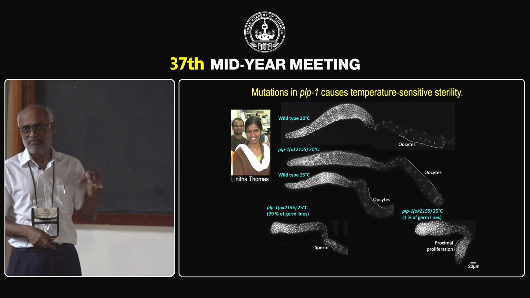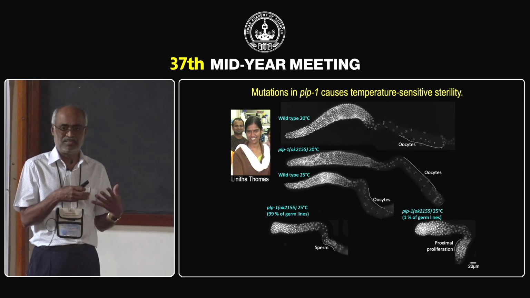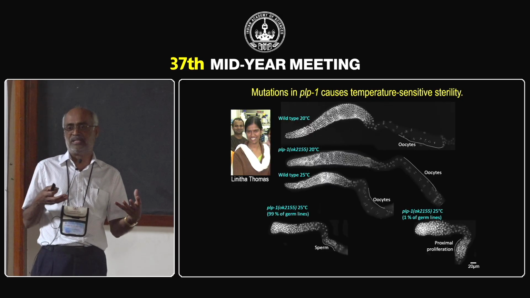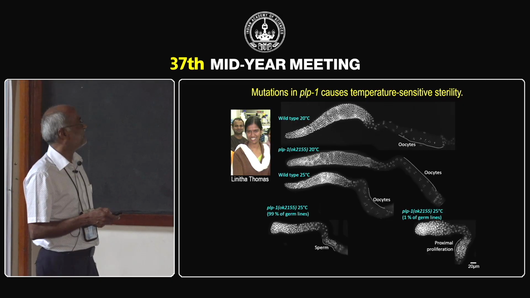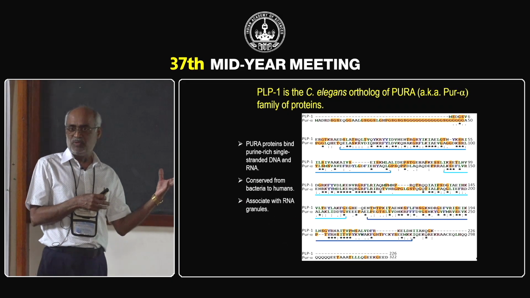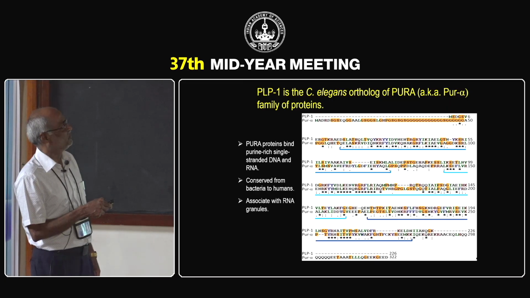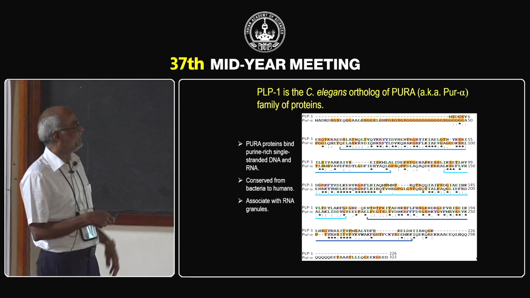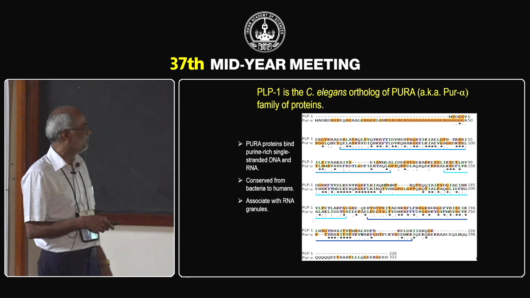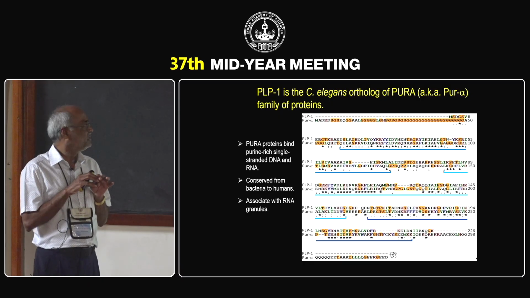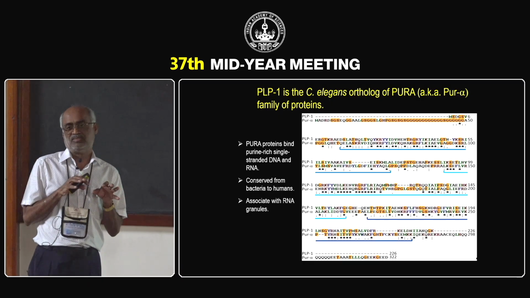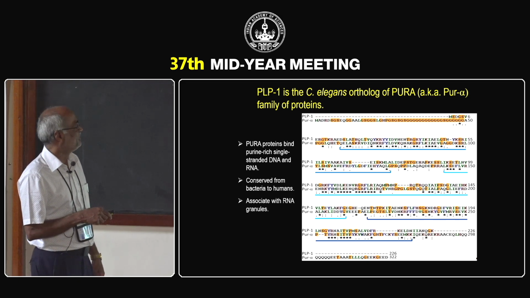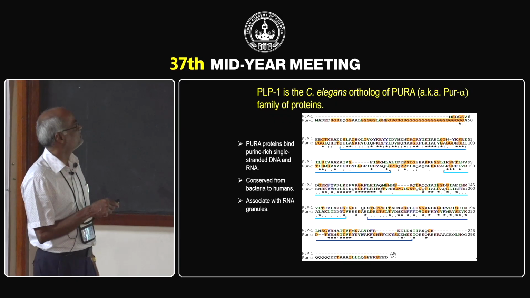And this is the phenotype she found, and this was interesting for us because we are always, as the introduction mentioned, interested in finding new genes involved in germ cell development. Okay, so we focused on this. So now what is this PLP-1? PLP-1 stands for PURA-alpha-like protein 1. What is PURA-alpha? These proteins in other organisms were originally shown to bind to purine-rich single-stranded nucleic acids, DNA or RNA, and that's why they named it PURA. And in C. elegans, they named it PURA-like protein, so it is PLP-1.